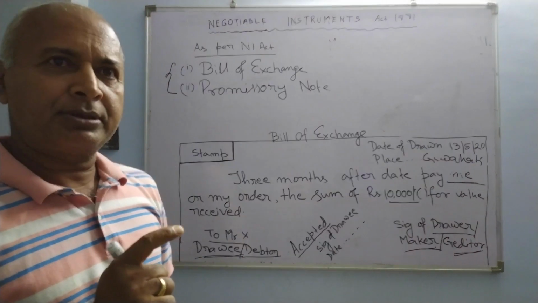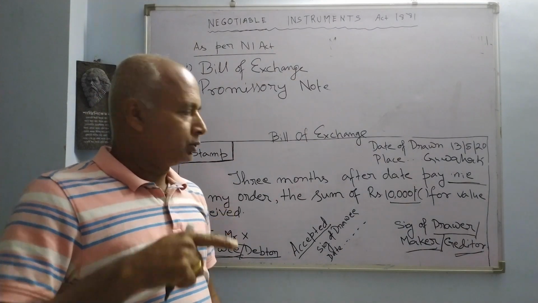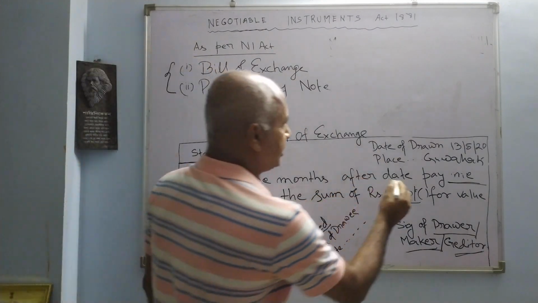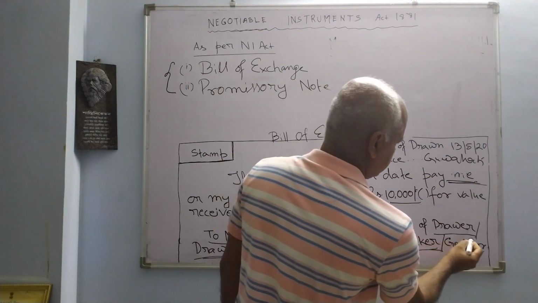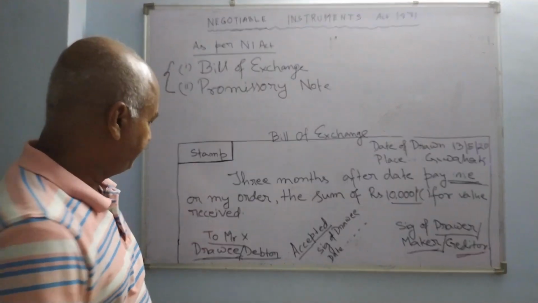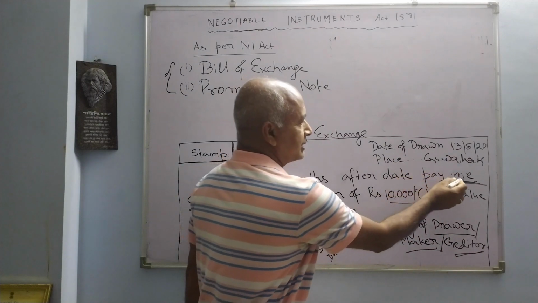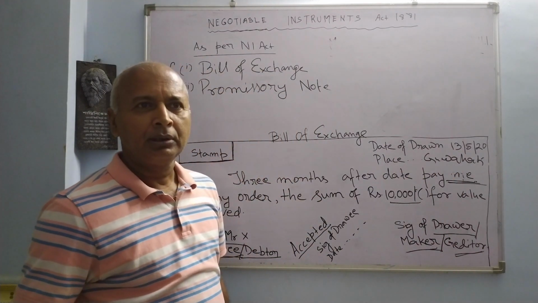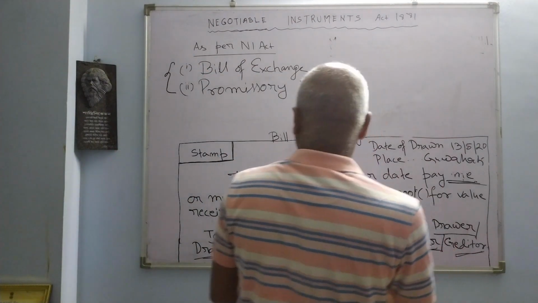But sometimes in a bill of exchange, there may be two parties also. In this example, you see, this is me, and me means this drawer. So in this example, there will be only two parties: the drawee, and the maker and the payee are the same person.